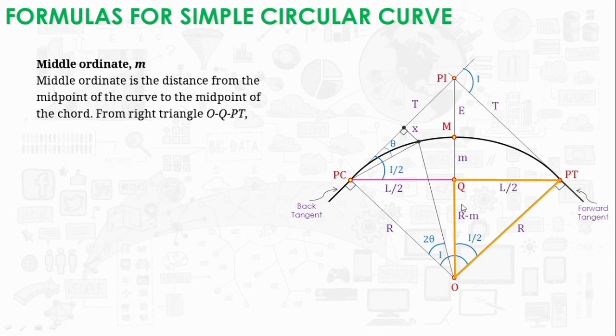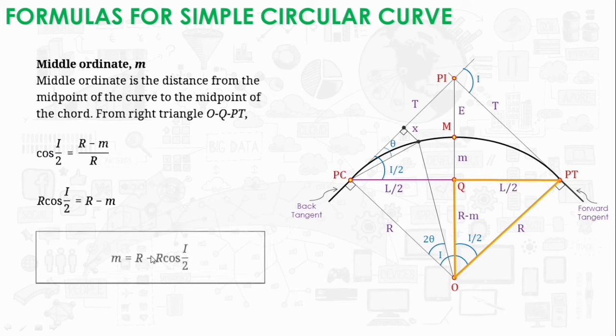In terms of M, from the adjacent side, we can use the cosine function, which is the adjacent divided by the hypotenuse. Where the adjacent is R minus M, and the hypotenuse is R. So, cosine of I over 2 equals R minus M divided by R. Rewriting this equation, R cosine I over 2 equals R minus M. Therefore, the middle ordinate is simply R minus R times the cosine of I over 2. Naintindihan?